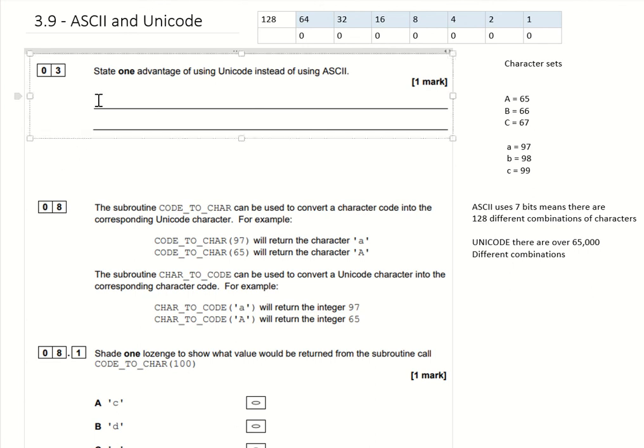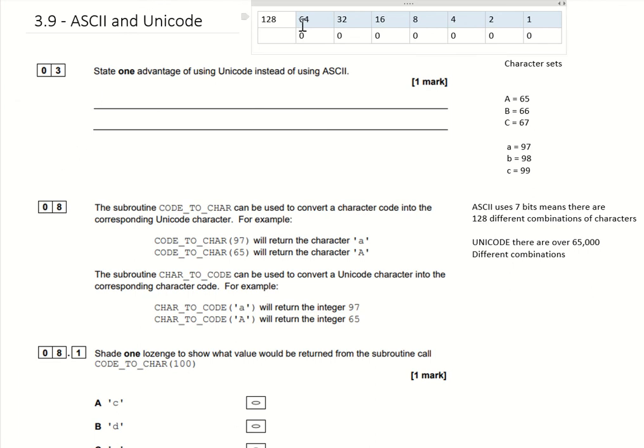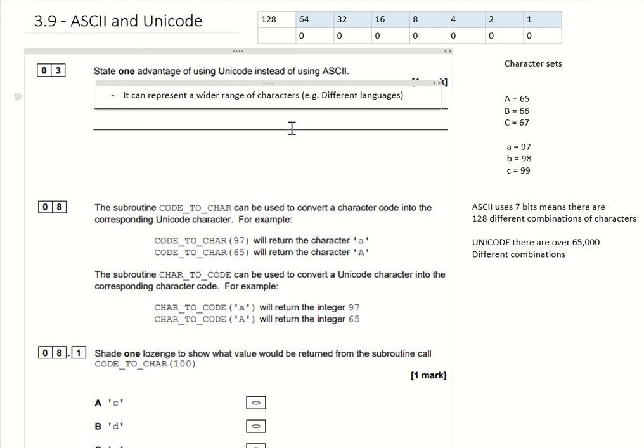Okay. So the main advantage of using Unicode over ASCII is it can represent a wider range of symbols or a wider range of characters. So e.g. different languages, or has a wider character set, any of those are appropriate for that kind of answer there. Okay, so wide range of symbols, characters, that's basically it. Unicode has more characters, therefore it's better.